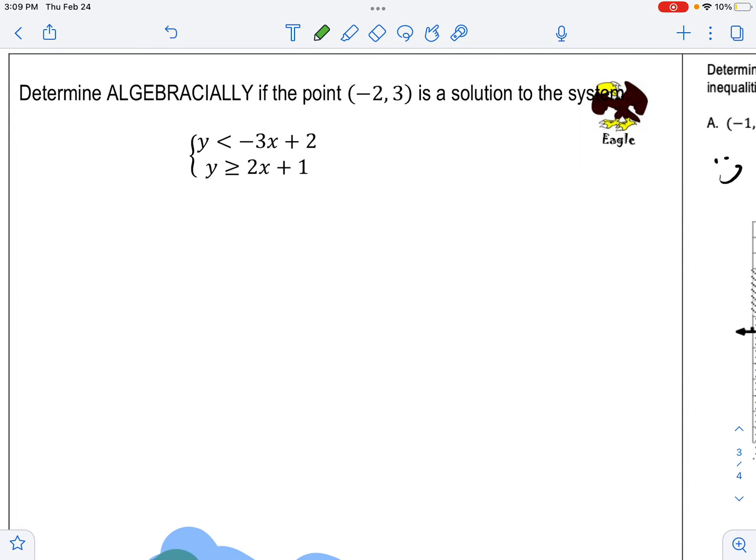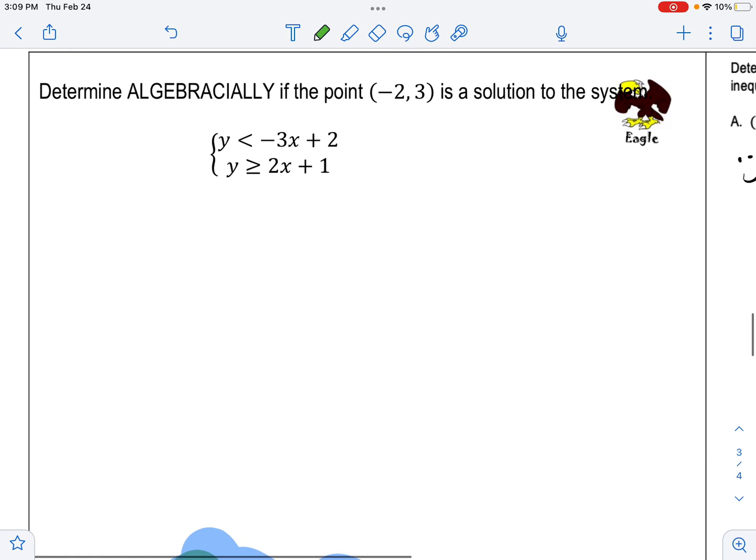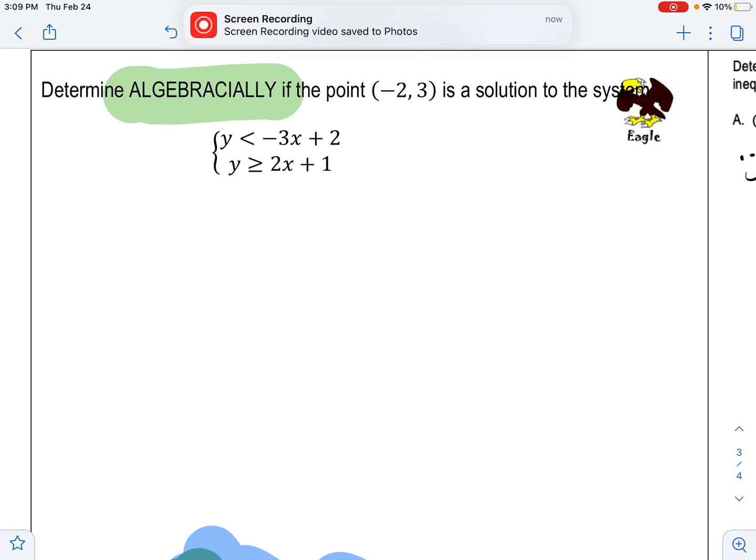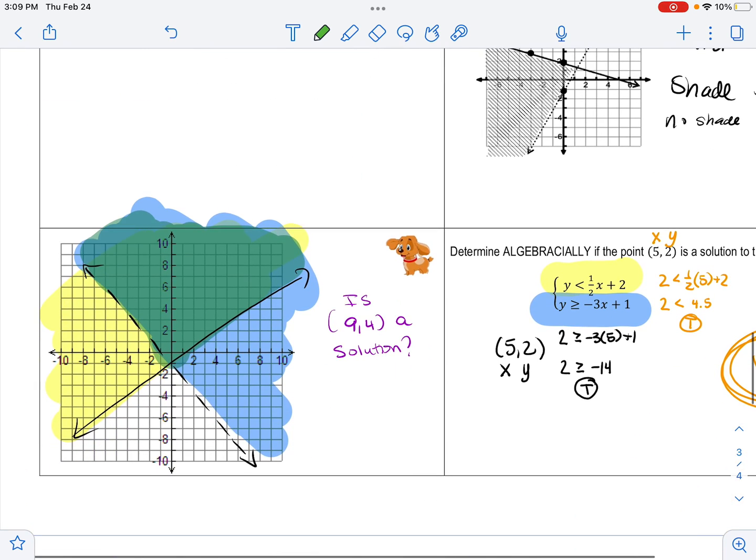So this is an algebraic kind of equation. It says algebraically, right there, so we want to make sure that we know what that means. Basically, all I need to do is replace these numbers into here to figure out whether it gives me a true statement. Remember, when you're graphing these, 4 kinds of things could happen. You can get double shade, no shade, or one of each color, okay?